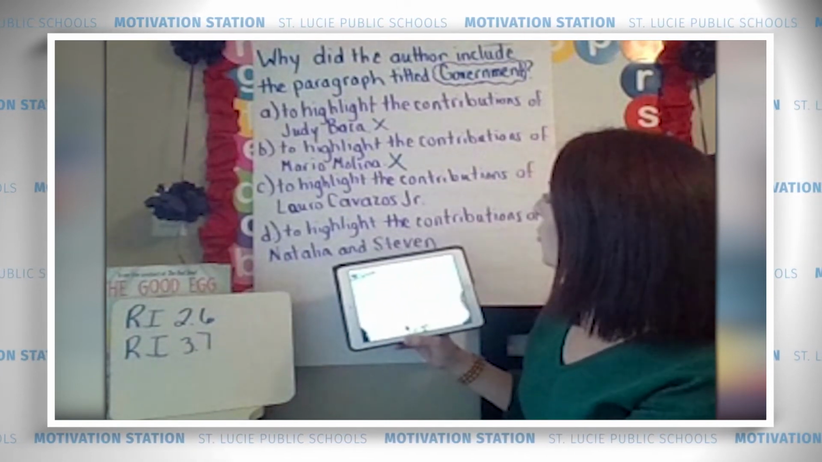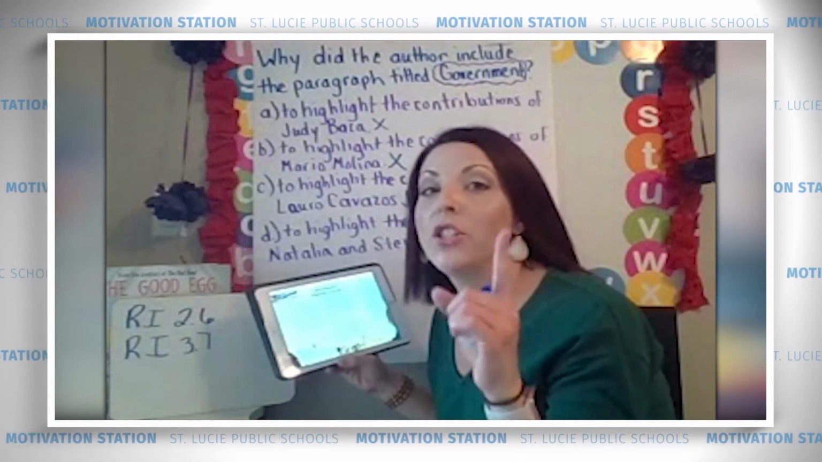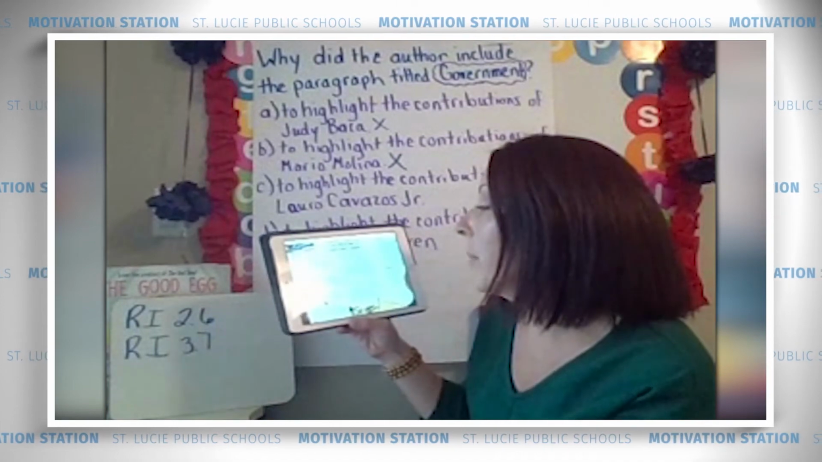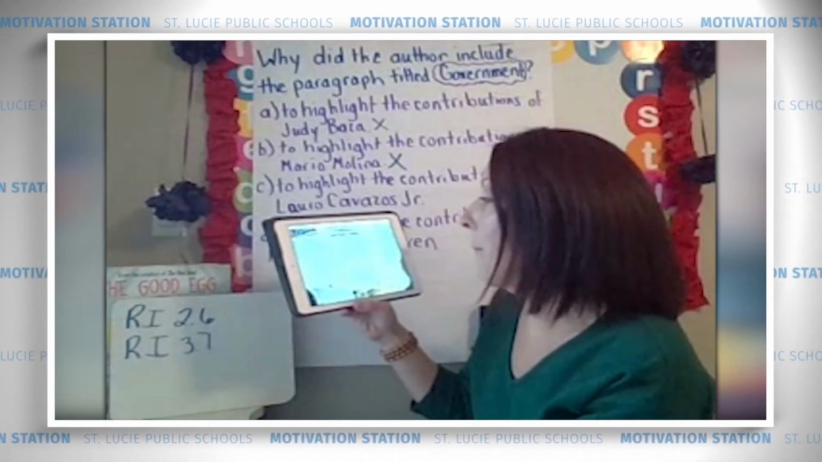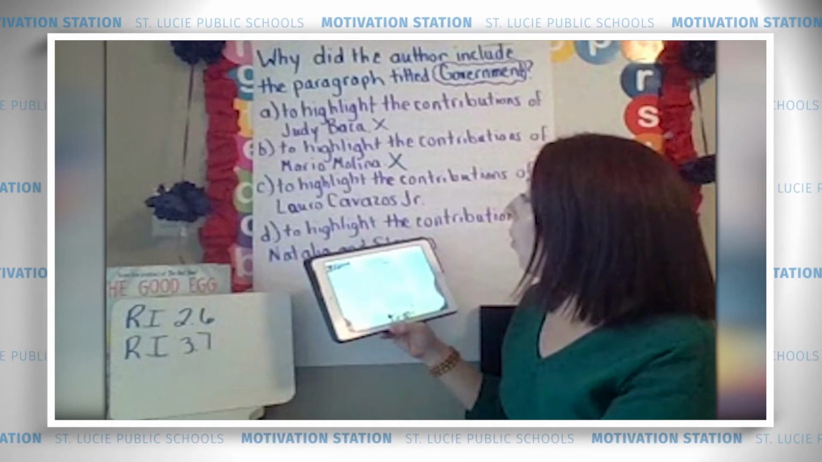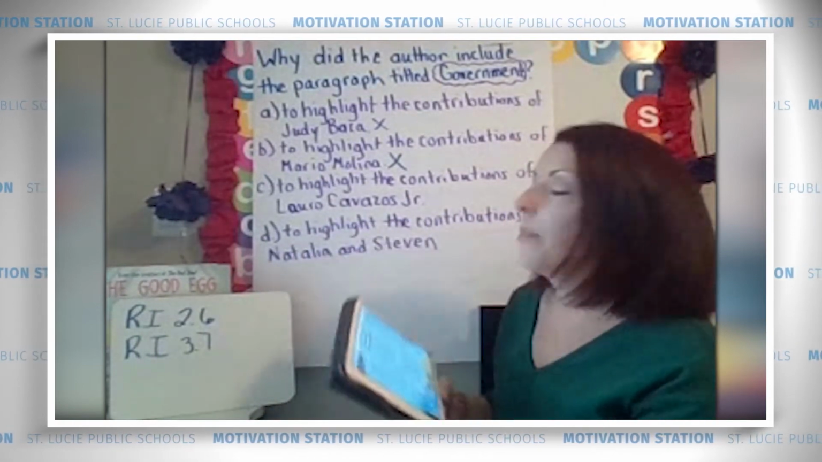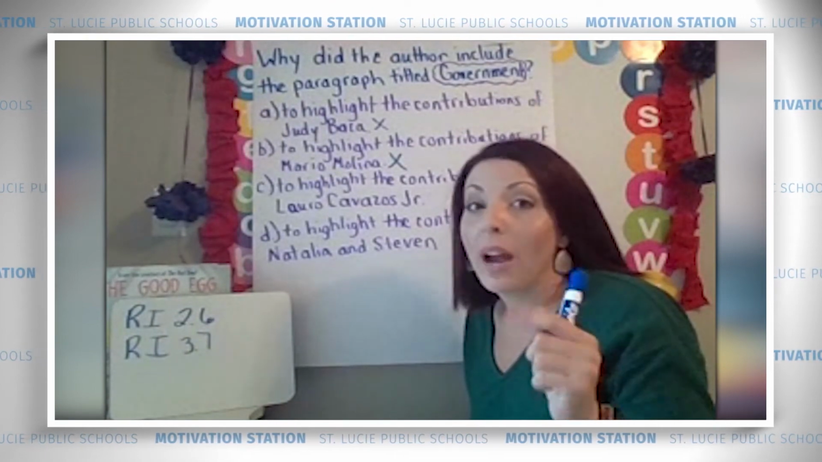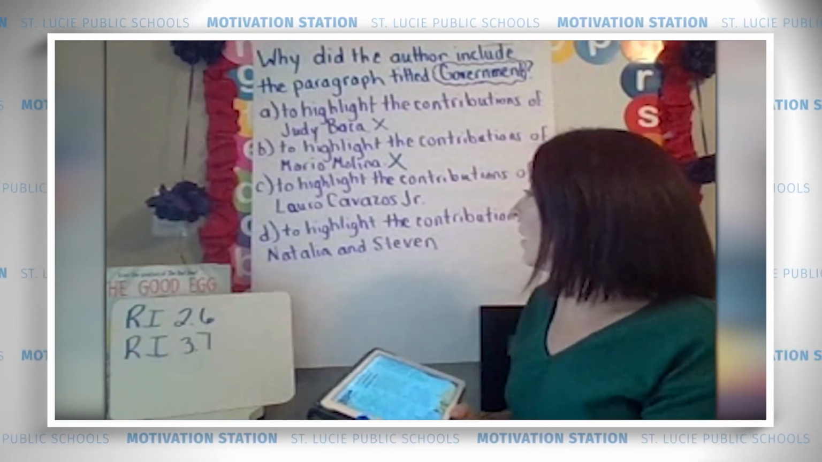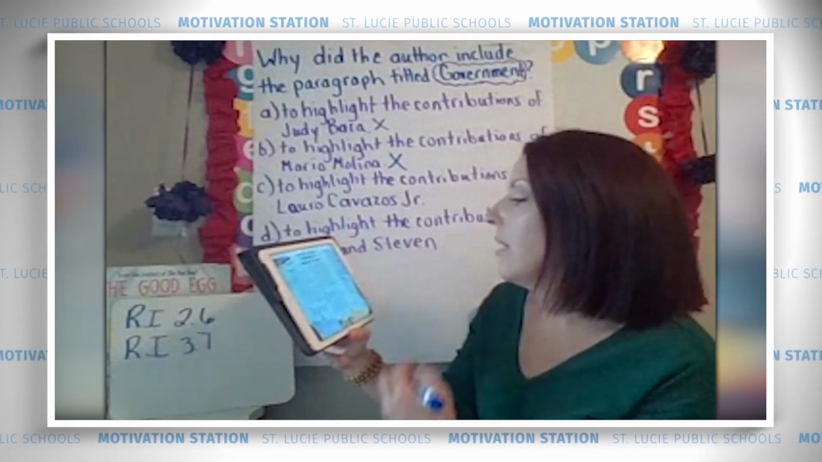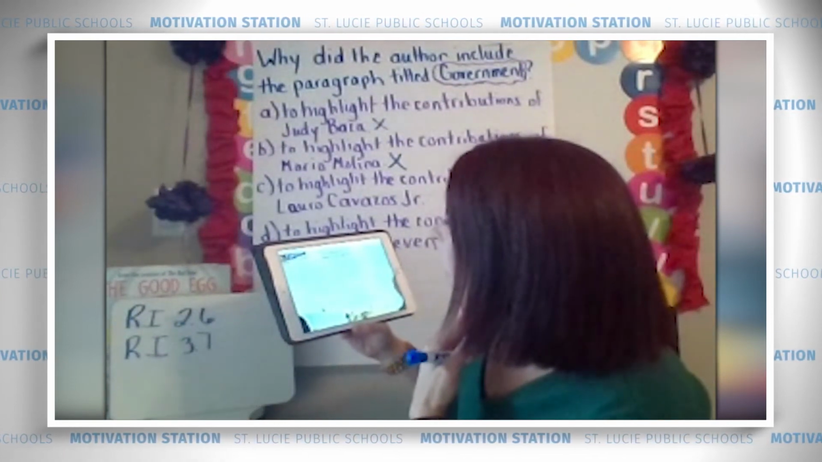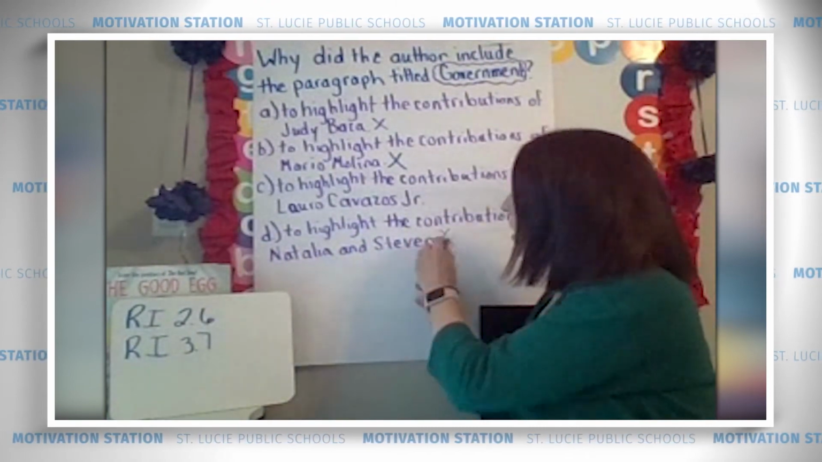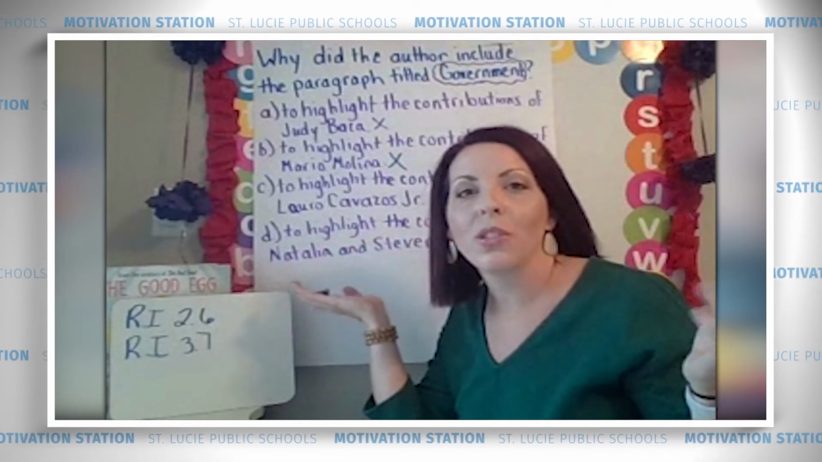Oh, to highlight the contributions of Lauro Cavos Jr. Well, I do remember that name, so I'm going to go back and I do see that the first Hispanic American to serve as a U.S. cabinet member was Lauro Cavos Jr., and Ronald Reagan appointed him, but I'm not going to circle it yet, because why? That's right, I have to look at letter D. To highlight the contributions of Natalie and Stephen. I do not see Natalie and Stephen in there at all, so I know that one. So what's my only answer choice, boys and girls?